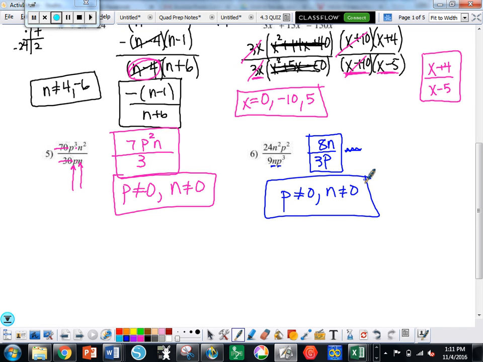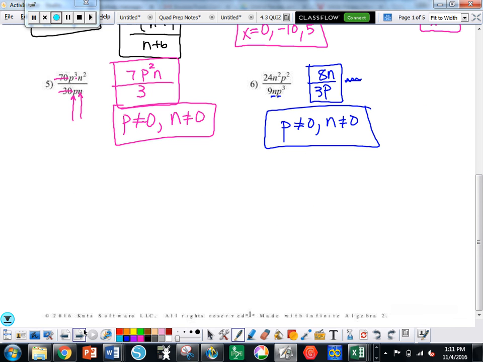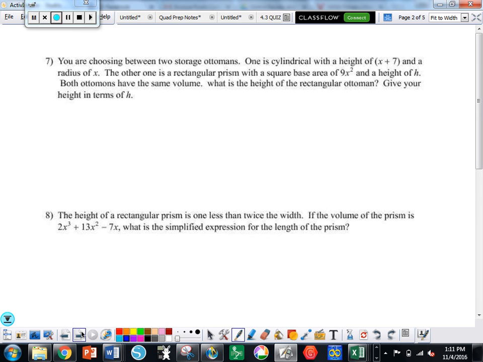And what it's doing is it's restricting the domain. So when we graph this, there's going to be certain values of x that we can't graph, and weird things start to happen, but I will show you that next week. Okay, number 7, you're choosing between 2 storage ottomans. One is cylindrical with a height of x plus 7.